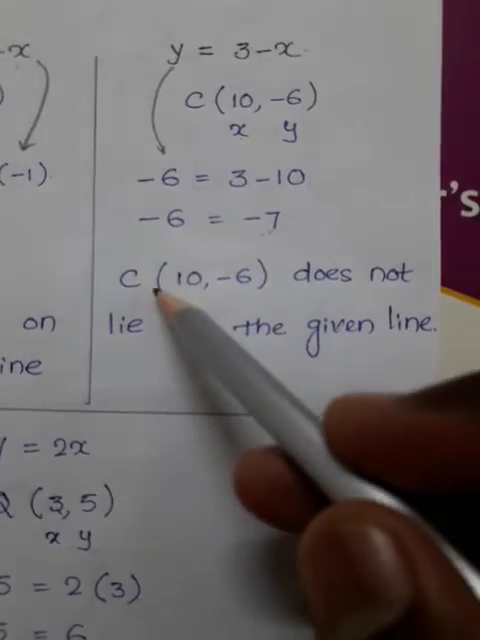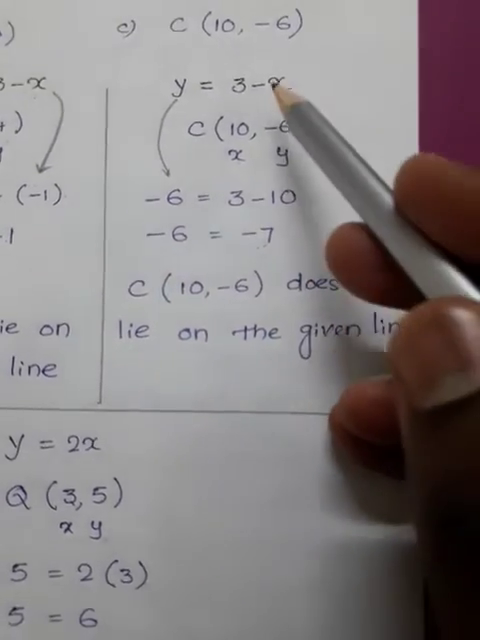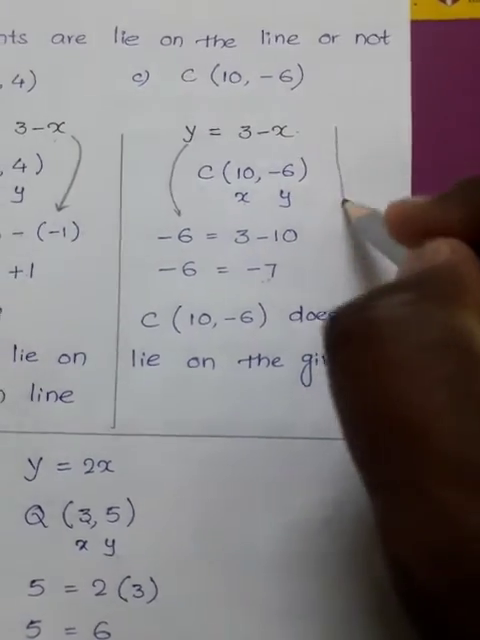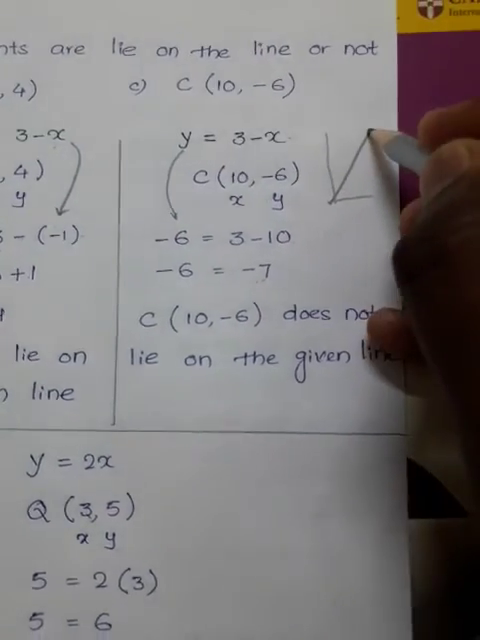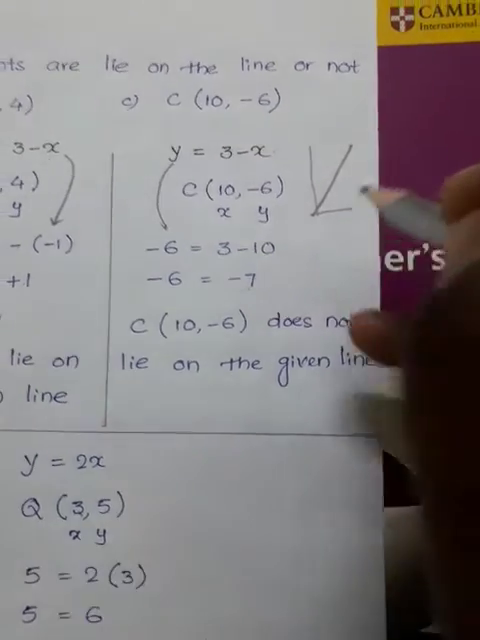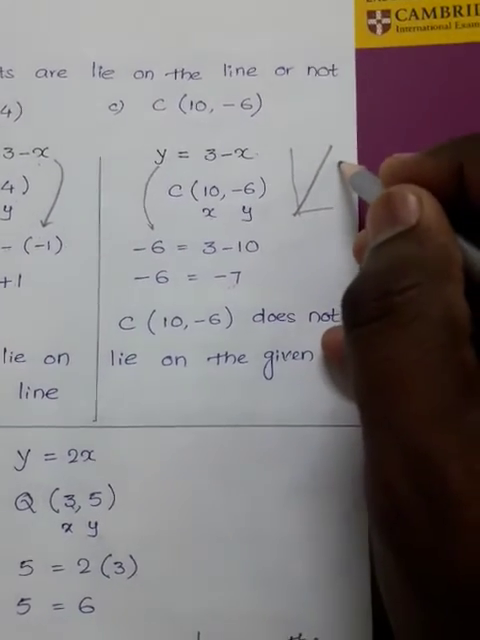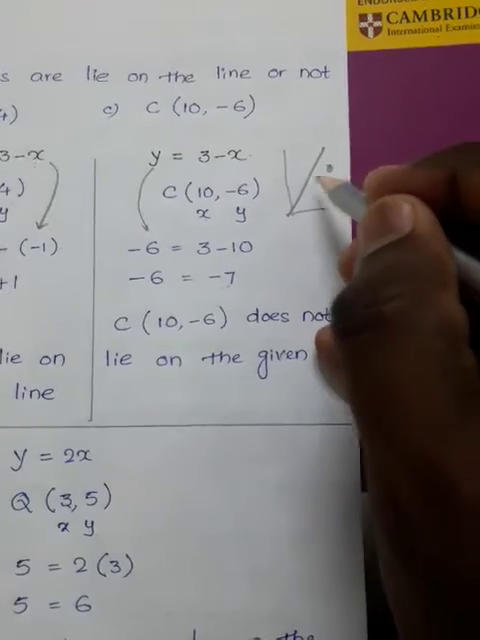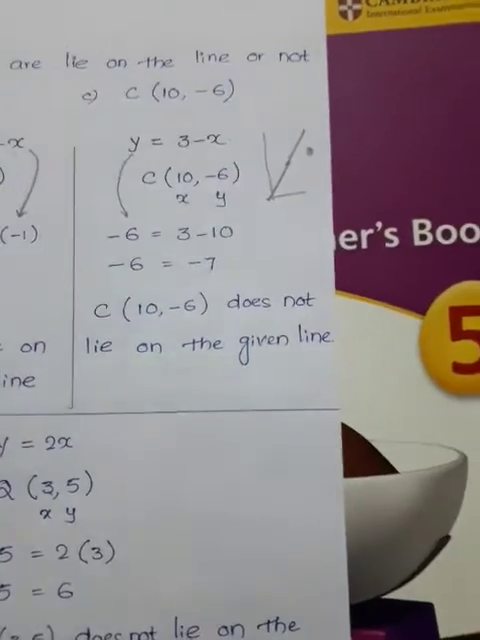That means for C, this coordinate does not lie on the line. Suppose this is the line equation; think of any line equation as the line. Understand? So this coordinate 10 comma minus 6 is somewhere outside. It is not on the line. That is the meaning.